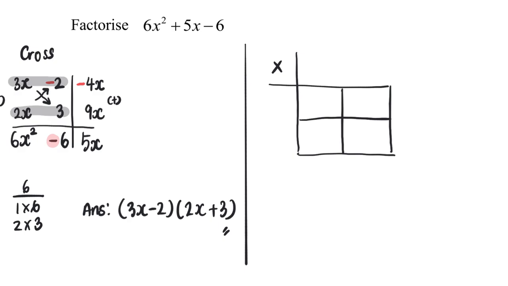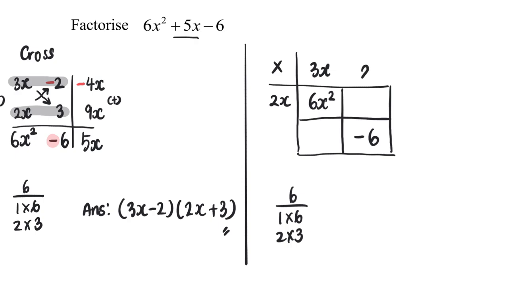Still multiply, but now I will have to place my 6x squared here, my negative 6 here. Okay, so again, 6 will be either 1 times 6 or 2 times 3. So if I have a 3x multiplied by 2x to give me 6x squared here, I then need to think, how could I do to get this 5x positive?